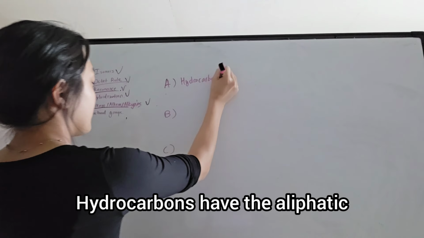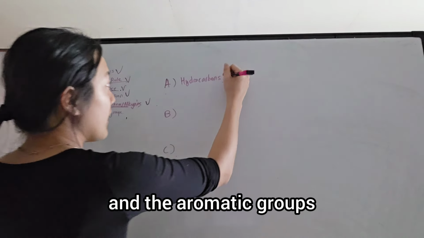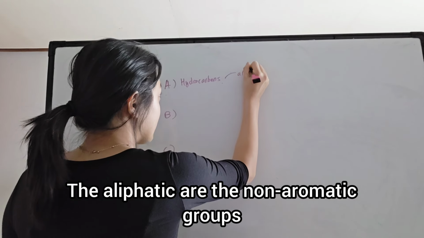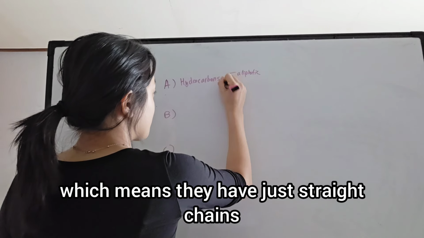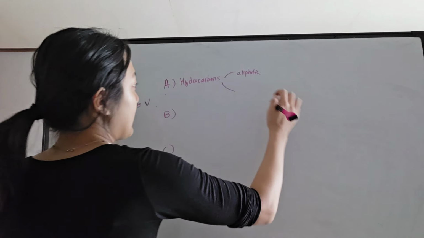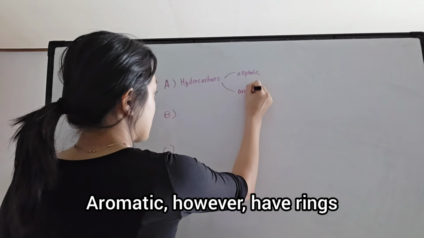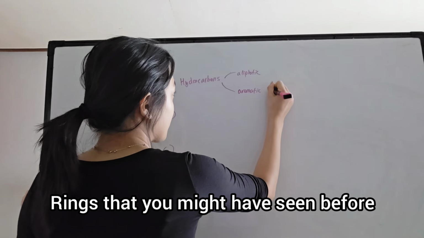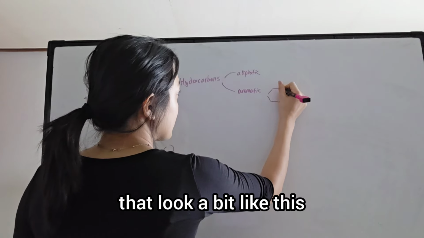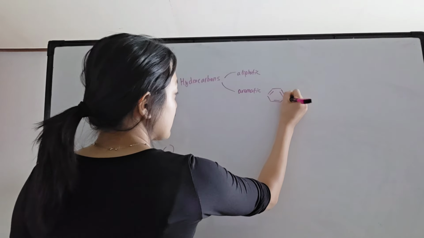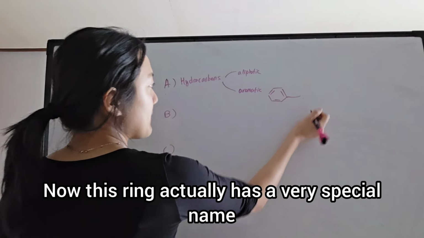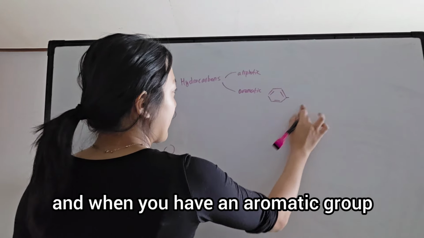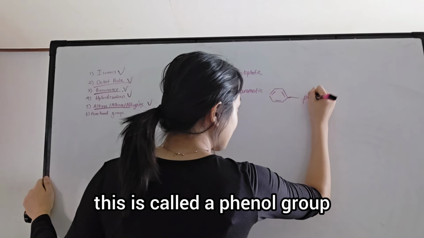Hydrocarbons have the aliphatic and the aromatic groups. The aliphatic are the non-aromatic groups, which means they have just straight chains. Aromatic, however, have rings. Rings that you might have seen before that look a bit like this. Now this ring actually has a very special name. And when you have an aromatic group, this is called a phenyl group.